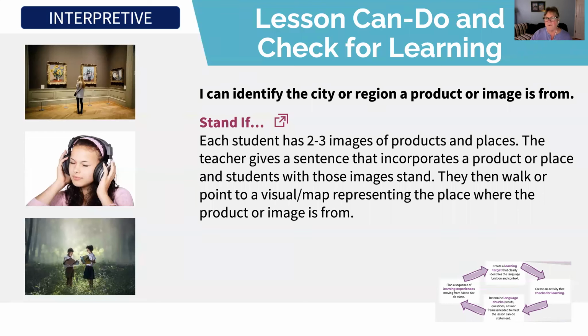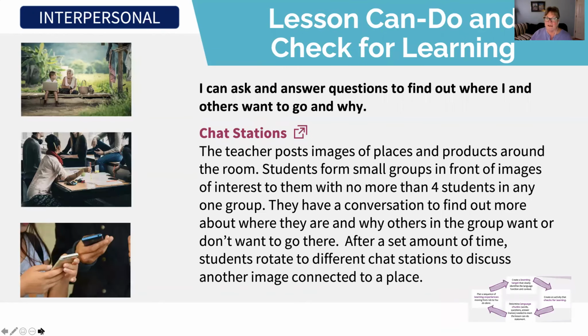So all they're doing in the interpretive mode is proving that they understand the message. There's no production of language. If we move to the interpersonal mode, where it's negotiation of meaning, talking with other students, I can ask and answer questions to find out where I and others want to go and why. Now it might be chat stations. And so students form small groups in front of those images that are of interest to them. And they can have a conversation to find out why someone wants to go there. When time's up, they move to another chat station. They talk with other people, all within this particular lesson can-do statement.